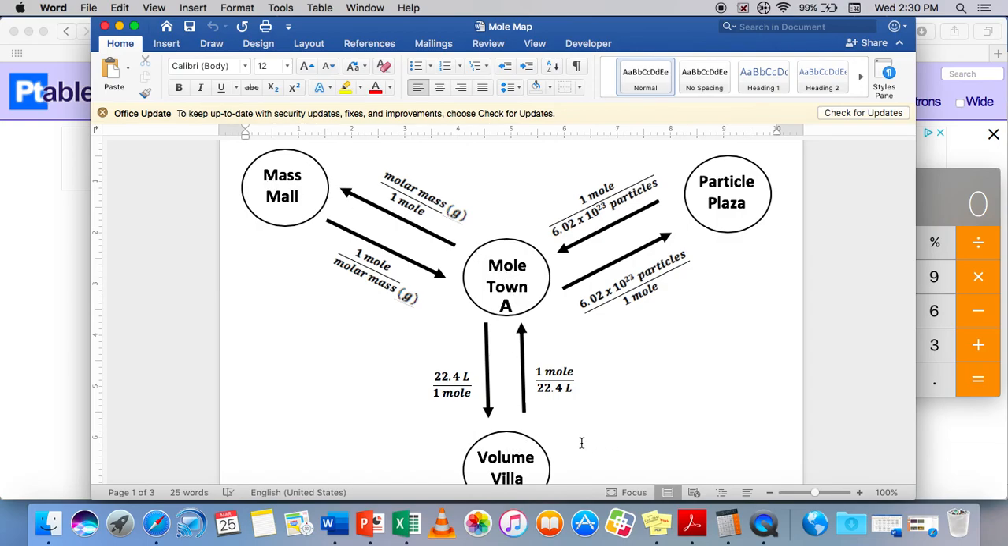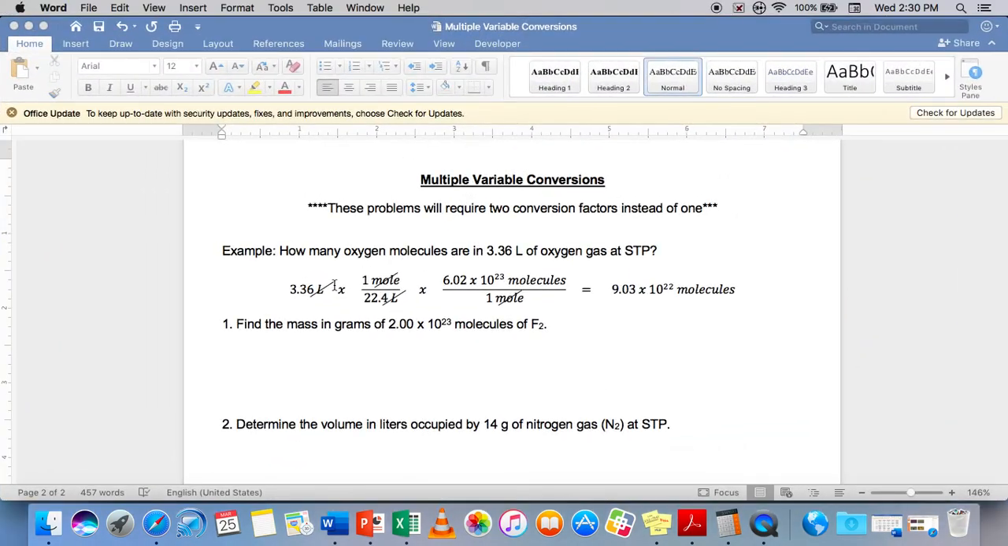You could also be asked, how do you go from volume to particles? Again, no direct path. So you have to go from volume to moles and then moles to particles. Everything goes through the mole. That's why it is so important. So why don't we take a look at the example problem that is already given to us, and then we'll do one together.